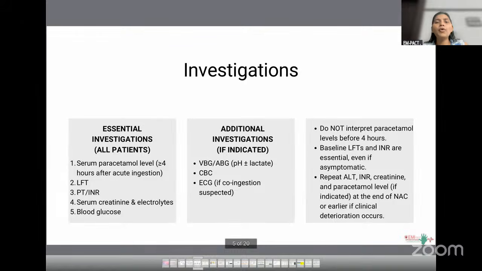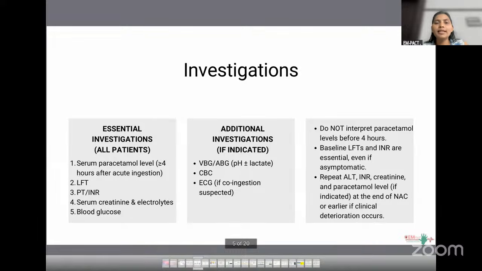Then, how will you investigate this patient? Again, just think about our patient. This girl came 3 hours after the ingestion of paracetamol. So how will you investigate this patient? Just see. Serum paracetamol level is the one best investigation we need to send.